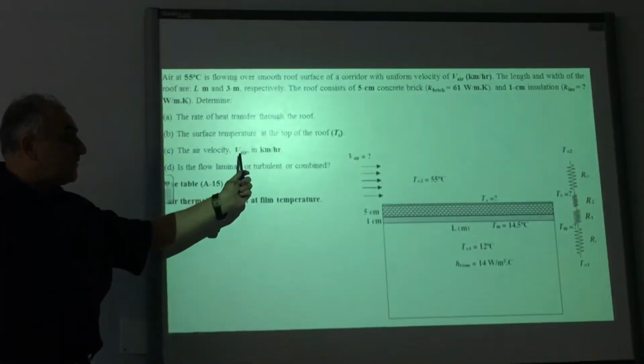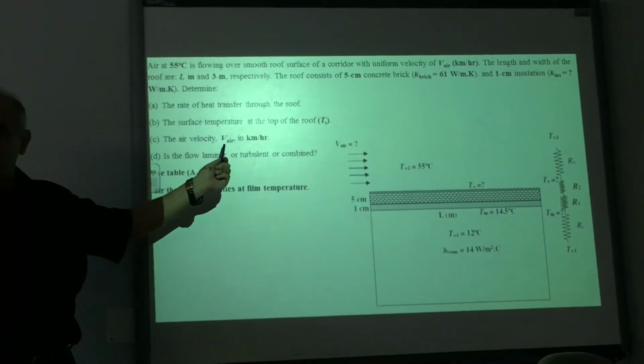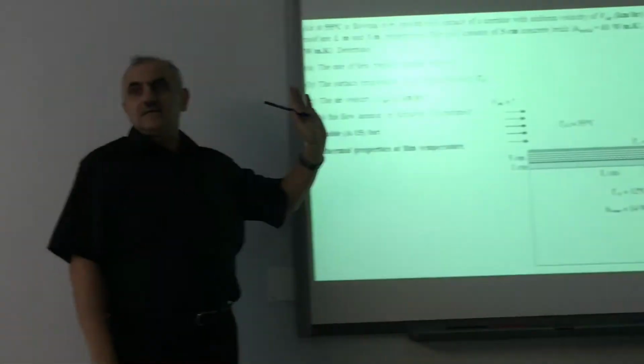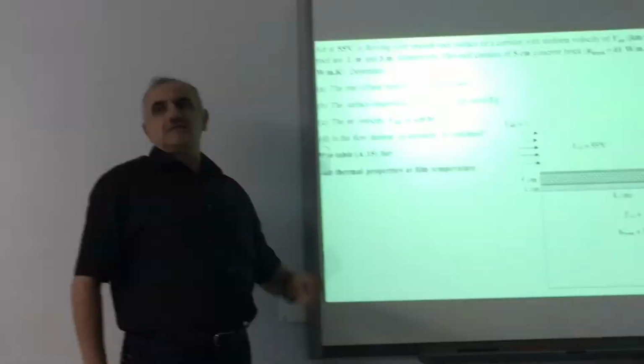And again, keep the velocity you got in meters per second. You have to convert it into kilometers per hour. If you don't convert it, you lose points.